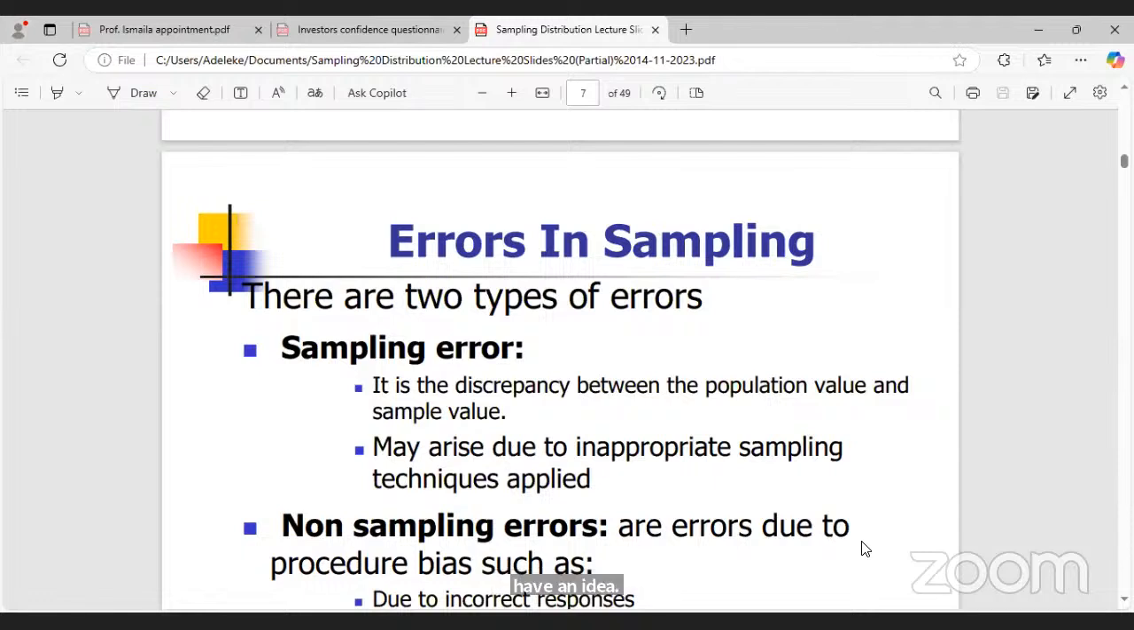Now, while you are trying to estimate, taking a sample, observing it, and then generalizing, you could end up committing some errors. There are two types of error that you can commit while sampling.